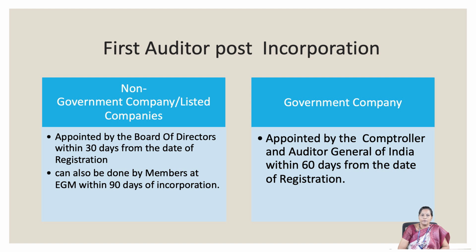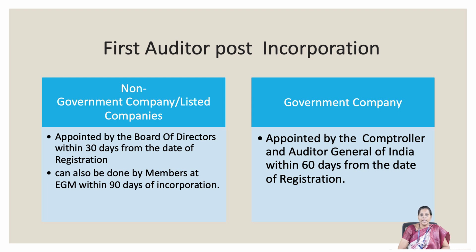If the first auditor is to be appointed by the members, then this appointment would be done at the extraordinary general meeting within 90 days of the incorporation of the company. In the case of a government company, the auditor would be appointed by the Comptroller and Auditor General of India, and this appointment has to be done within 60 days from the date of registration of the company.